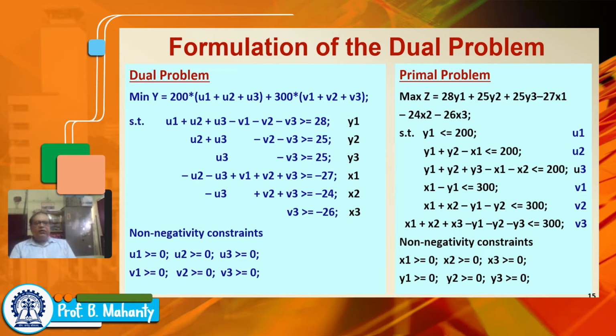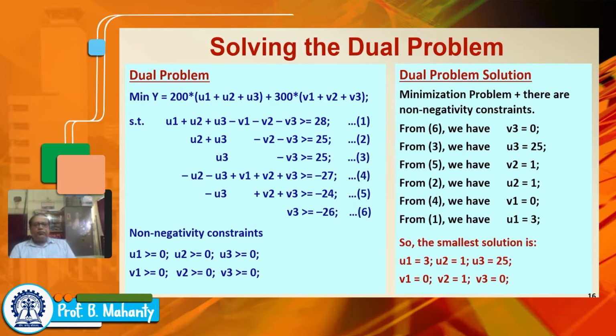Now you see, this kind of solving by inspection is not possible everywhere. It is possible in this particular problem because it's a minimization function first of all, and here there are no negative terms, all are positive terms, and therefore by inspection we can try to get a solution to the U's and V's. So from constraint 6, can you see that we can really calculate V3 equal to 0. Because it is a minimization problem with non-negativity constraints and the objective function doesn't have any negative term, very clearly we can say that V3 should be equal to 0.